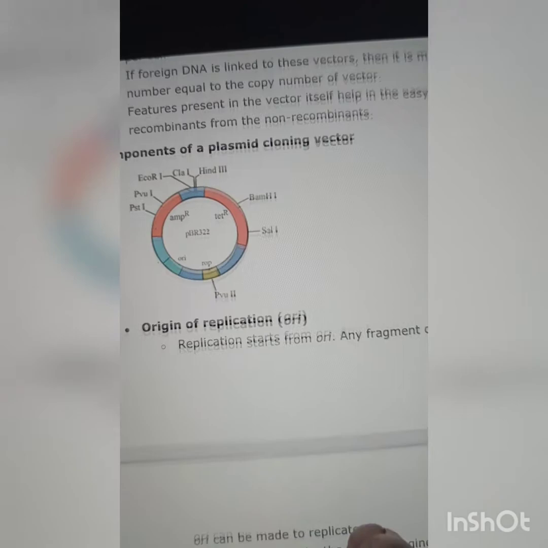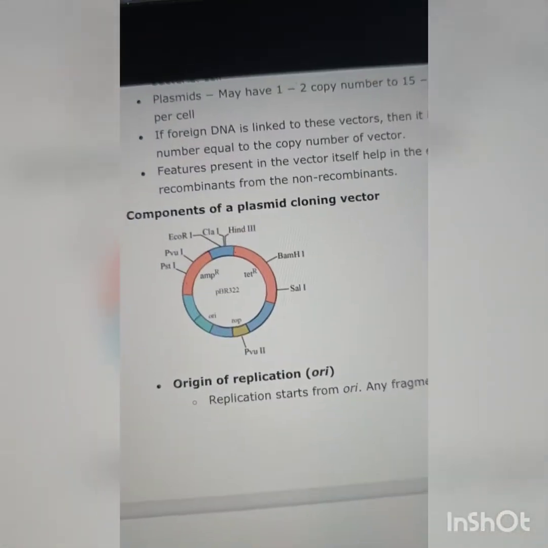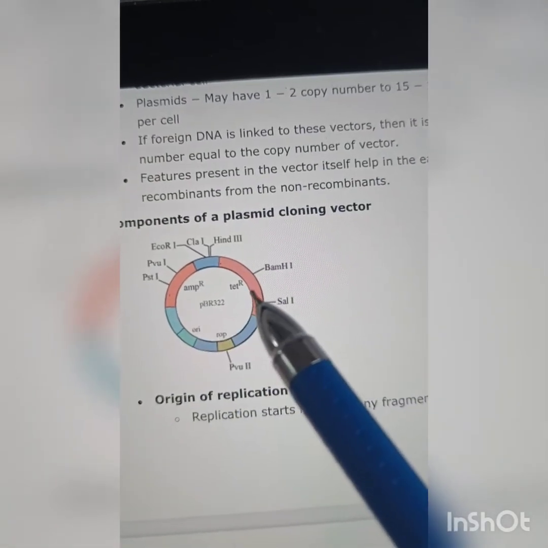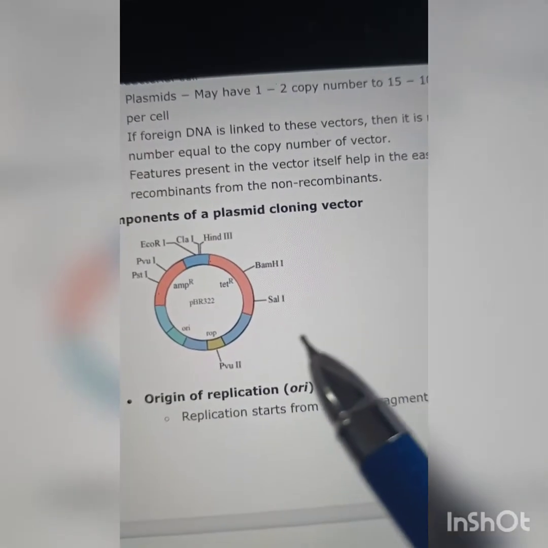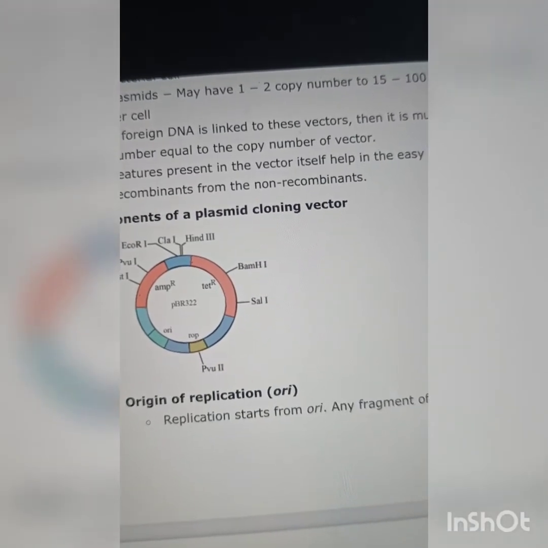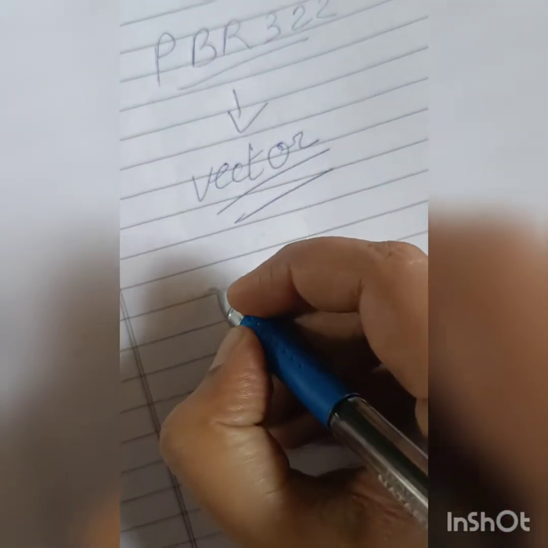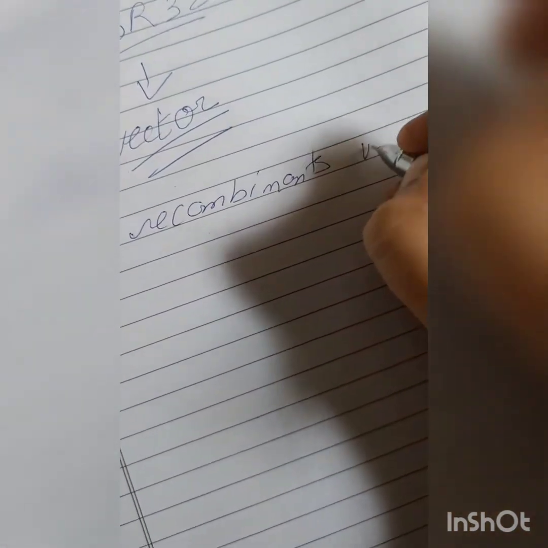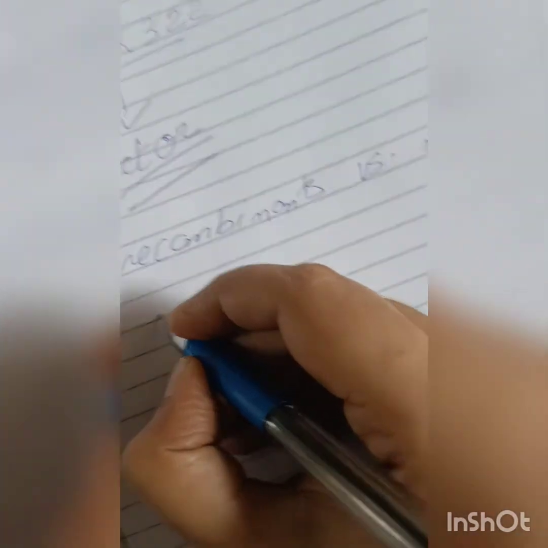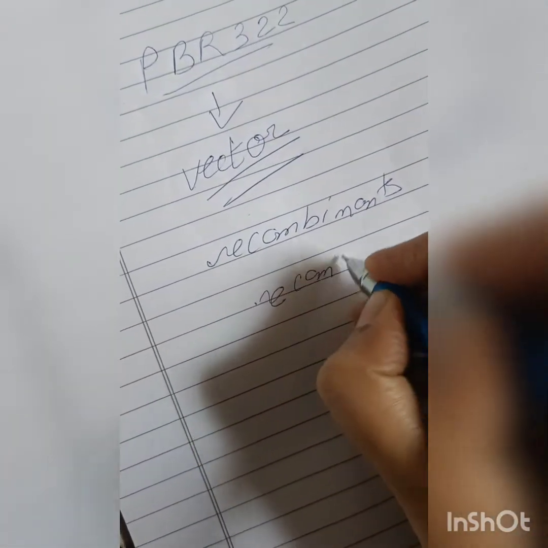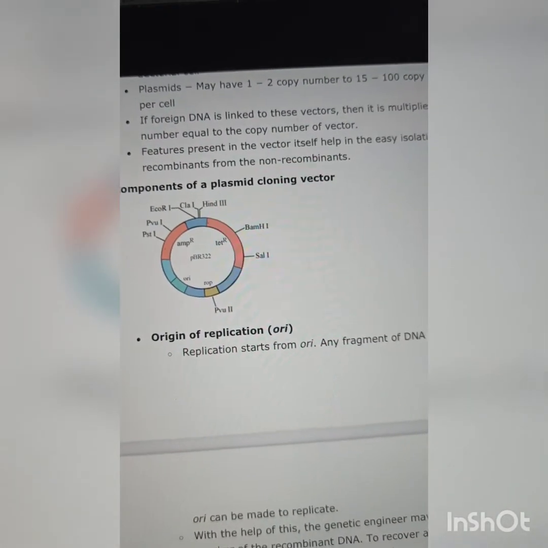So first was the origin of replication, I told you. Then second are the selectable markers. Actually, the ampicillin resistance and tetracycline resistance genes are considered as the selectable markers. These are markers in biotechnology which are able to differentiate the recombinants versus non-recombinants. How they will be able to differentiate, I will take in the next video, because that is a very important concept.